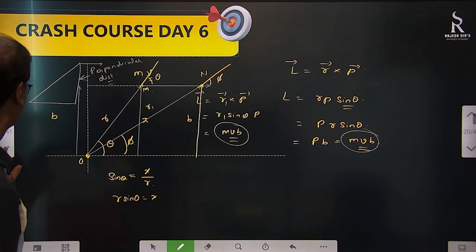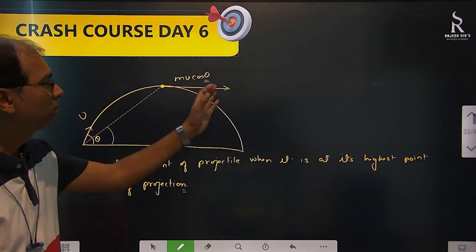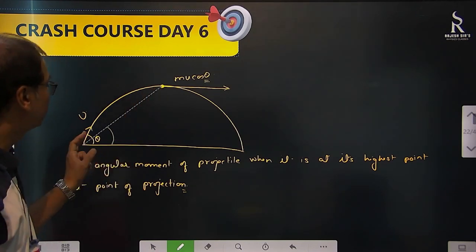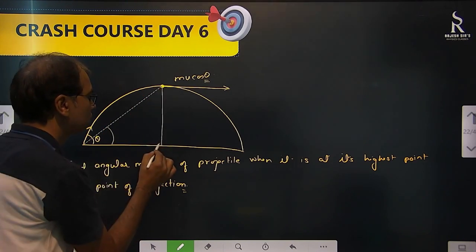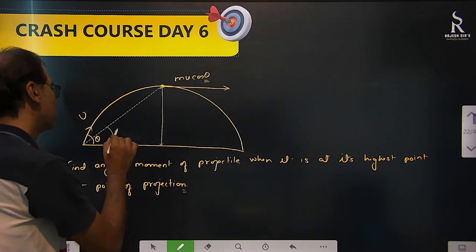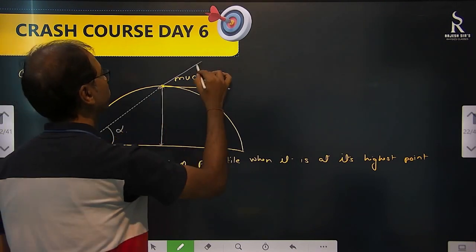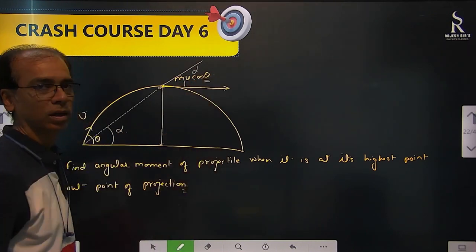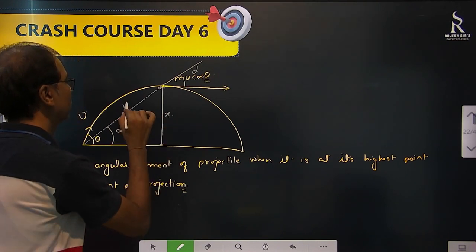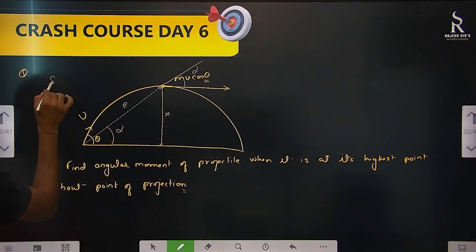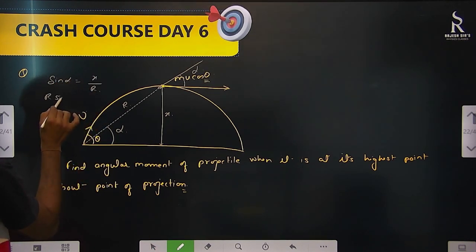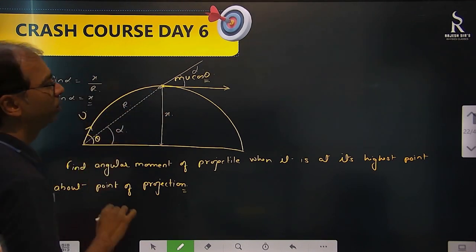So shall we do the same thing here? Obviously the same thing we'll do. You can see that momentum is in this direction. The perpendicular distance from this momentum to this point is this only. Or otherwise, we again find, say, this is alpha, this is also alpha. Then in alpha, maybe this is x, this is r, right? Then we will say sine alpha equals x by r. And r sine alpha equals x.